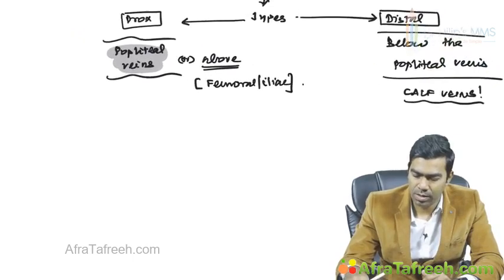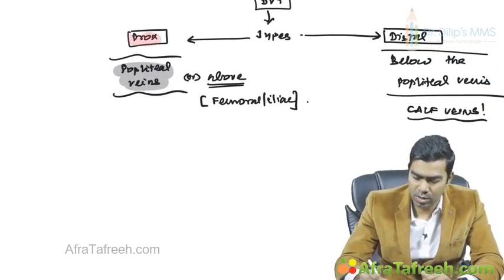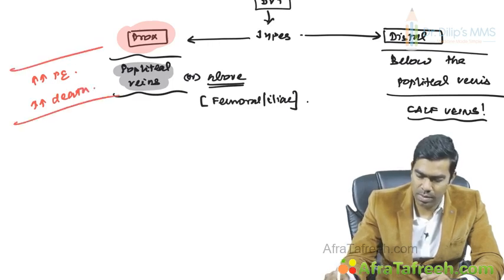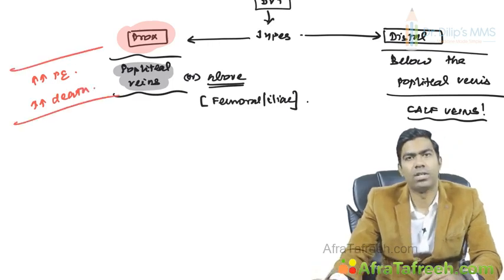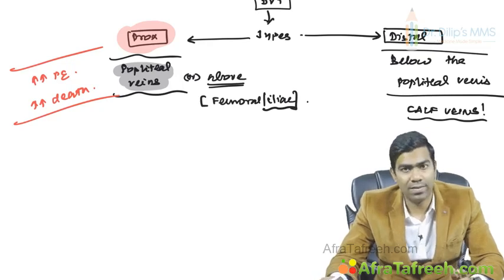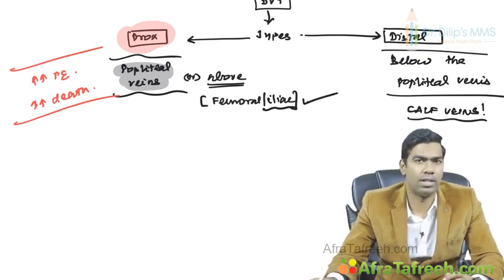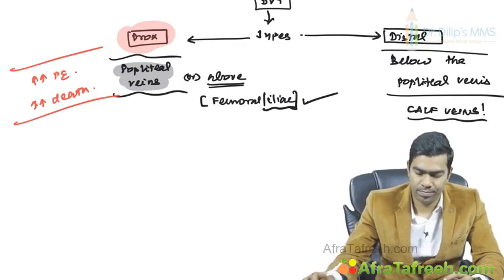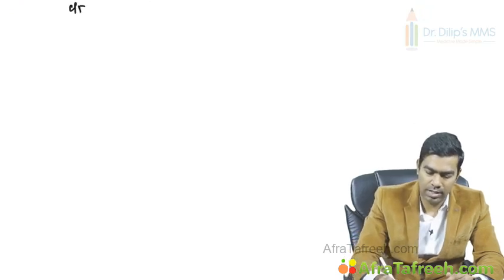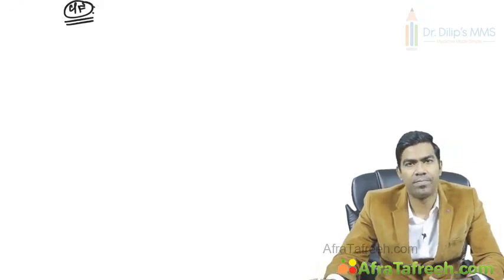Among these, as I told you, the most dangerous is the proximal DVT. The more proximal, the greater the chance of pulmonary embolus, and the greater the risk of death due to pulmonary embolus also. Clear? Especially DVTs that involve the iliac veins or even the IVC sometimes are going to have the highest risk of death from pulmonary embolism. So then clinical features. Let us see the clinical features of DVT.